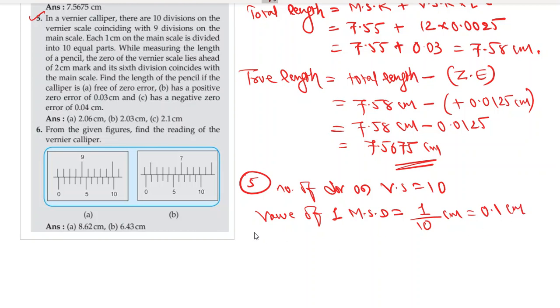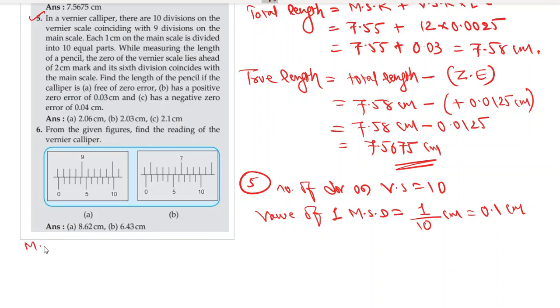While measuring the length of a pencil, the 0 of the vernier scale lies ahead of the 2 centimeter mark, and its 6th division coincides with the main scale. Okay, so I will write over here.